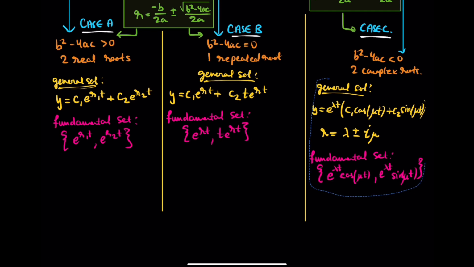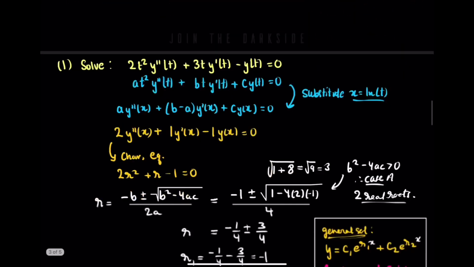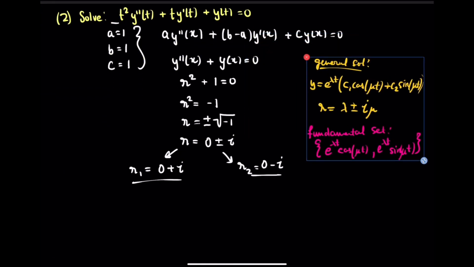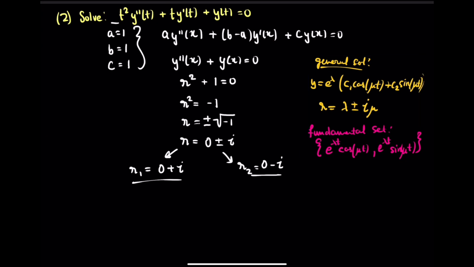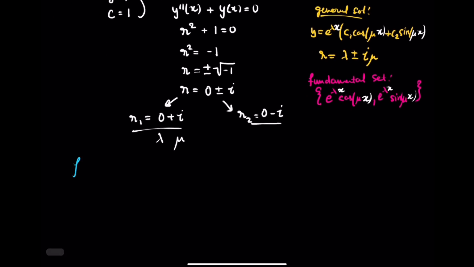So the general solution and the fundamental set will look like this, except now, because we have done the substitution, it is no longer in terms of t, but it is now in terms of x. Everything gets changed to just x. Okay? So then, remember that r is equal to lambda plus i mu. So your fundamental set is such that lambda is 0, right? So e to the power of 0 is always just 1.